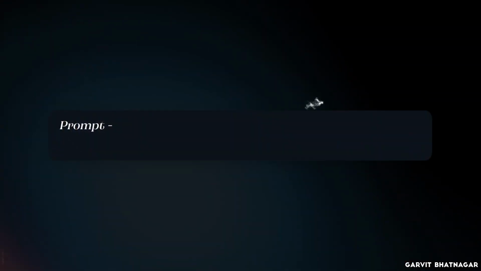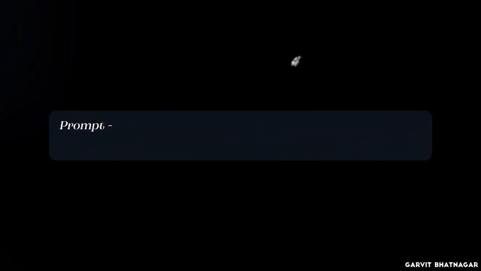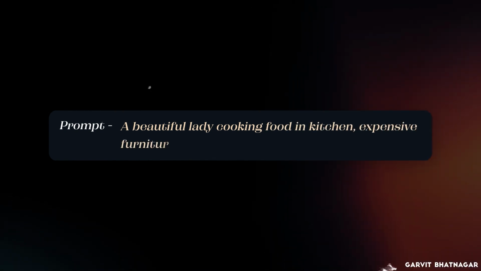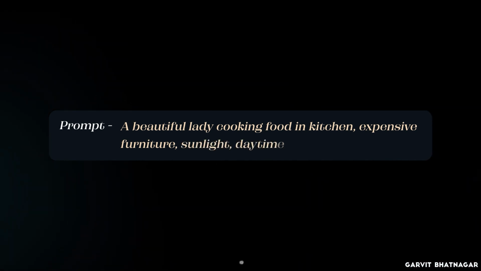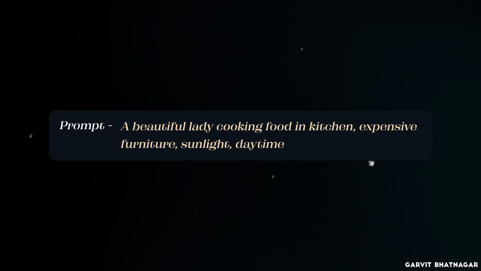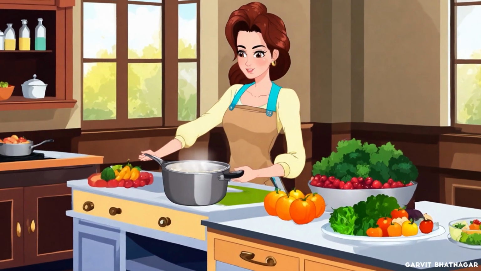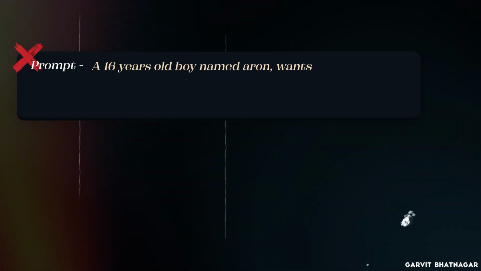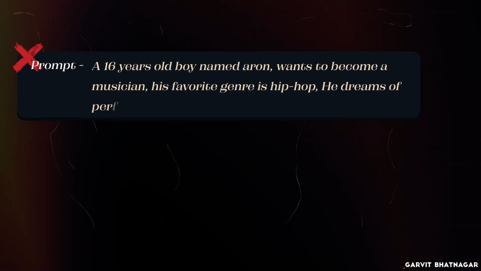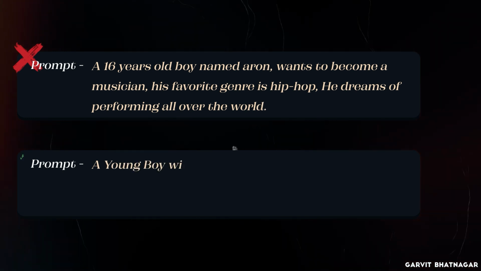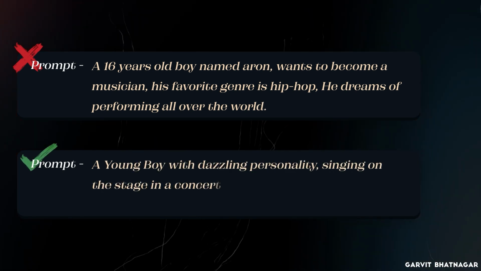The right way is to firstly type a short key description of the scene, like firstly I wrote, a beautiful lady cooking food in kitchen, followed by secondary components in the scene, like expensive furniture, and then things like lighting and timing of the day. Here let's say sunlight in daytime, and lastly mention the additional elements of the scene like fruits and veggies. Also avoid typing unnecessary things that aren't related to the image, like the background or purpose of your character. Only write things that you want to be visible in the frame.